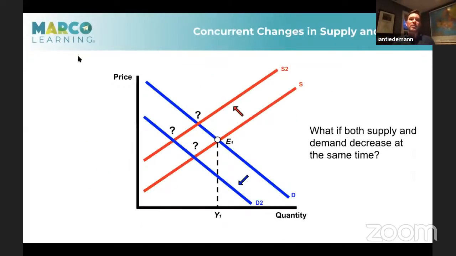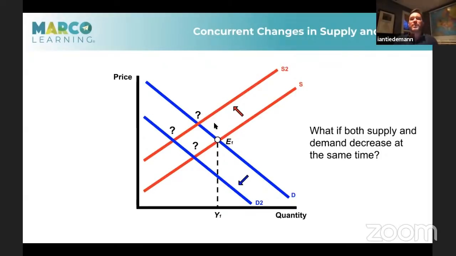And then you could have simultaneous, concurrent changes in supply and demand. And this is where I have lots of question marks, right? Well, what if they both decrease at the same time? Where would our equilibrium be? What would happen to the price and to the quantity at our new equilibrium? Well, supply moves backwards. That has an upward effect on price. Demand moves backwards. That has a downward effect on price. So one of these equilibrium maybe?